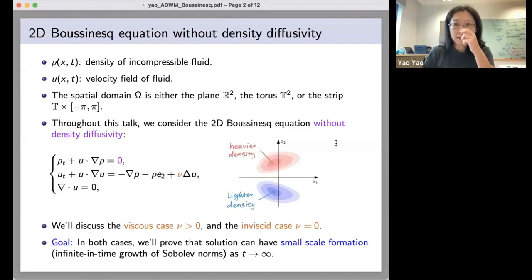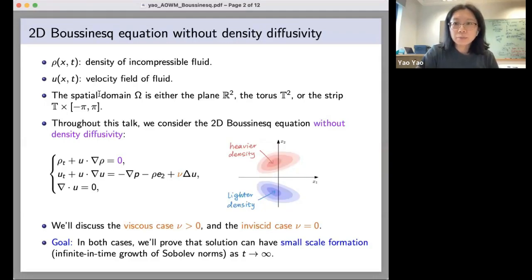So let me start by introducing what the Boussinesq equation is. Let's imagine that there is a density of an incompressible fluid, which we are going to describe by rho. Throughout the talk, we are going to work with the 2D case, so that x is in a two-dimensional domain, and u denotes the velocity field of the fluid.